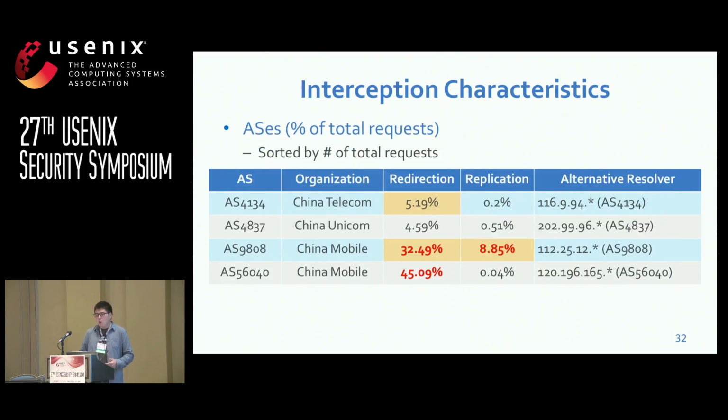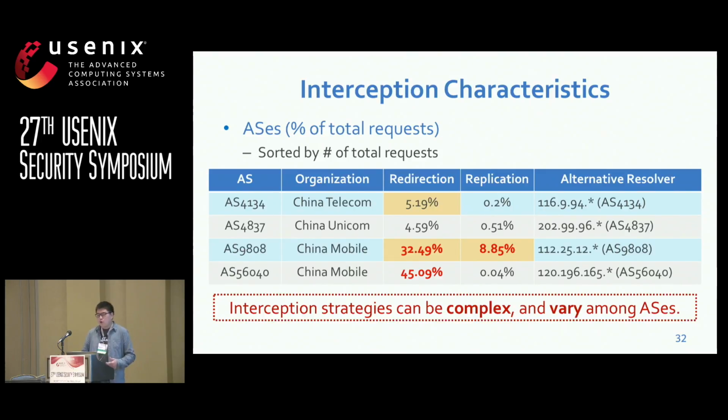Zooming in on the top AS with most of our DNS queries, we conclude that the interception policies can be complex and vary among networks. In all these 4 AS, the rate of request redirection is higher than request replication, especially for the last AS, China Mobile. Over 45% of requests are redirected. However, even between 2 AS of China Mobile, the interception policies are quite different, as reflected by the rate of replication. In these AS networks, the alternative resolver is actually located in the same AS as the client.